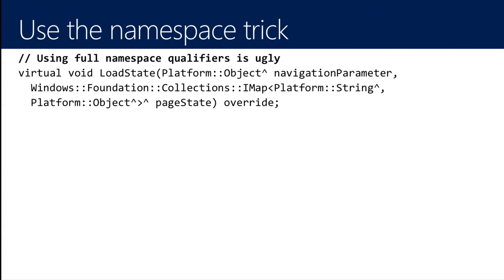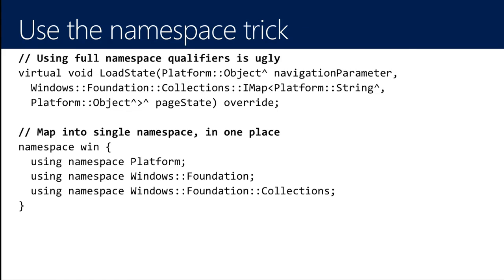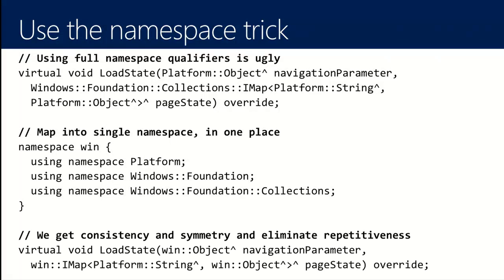So this is exactly what he said: full namespace qualifiers are ugly. You can see here, Windows Foundation Collections, IMAP, right? It gets ugly, especially if you're having to do this a lot. What you can do is map this into a single namespace in a single place, and then get consistency and symmetry and eliminate repetitiveness. And then you can use a shortcut, this namespace trick, through the rest of your code.